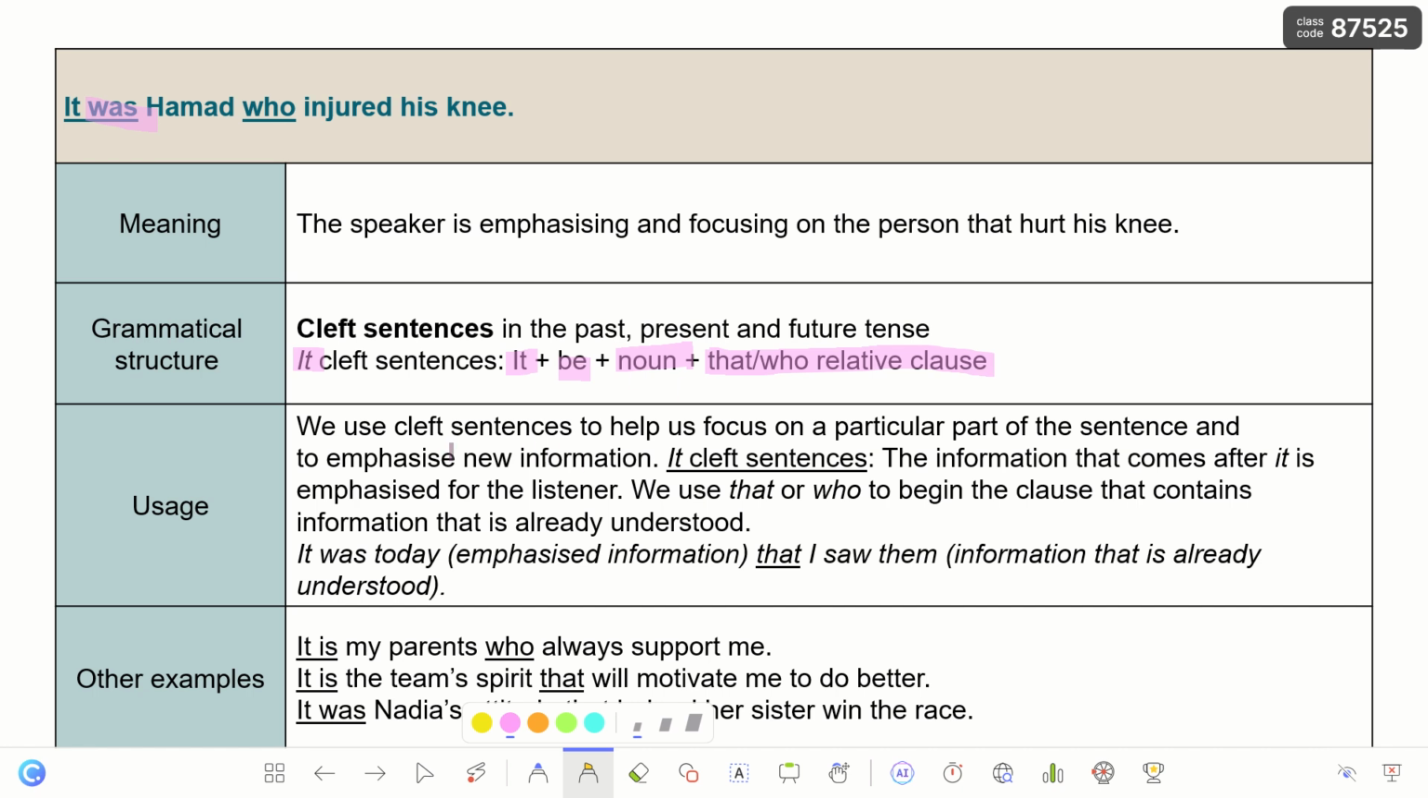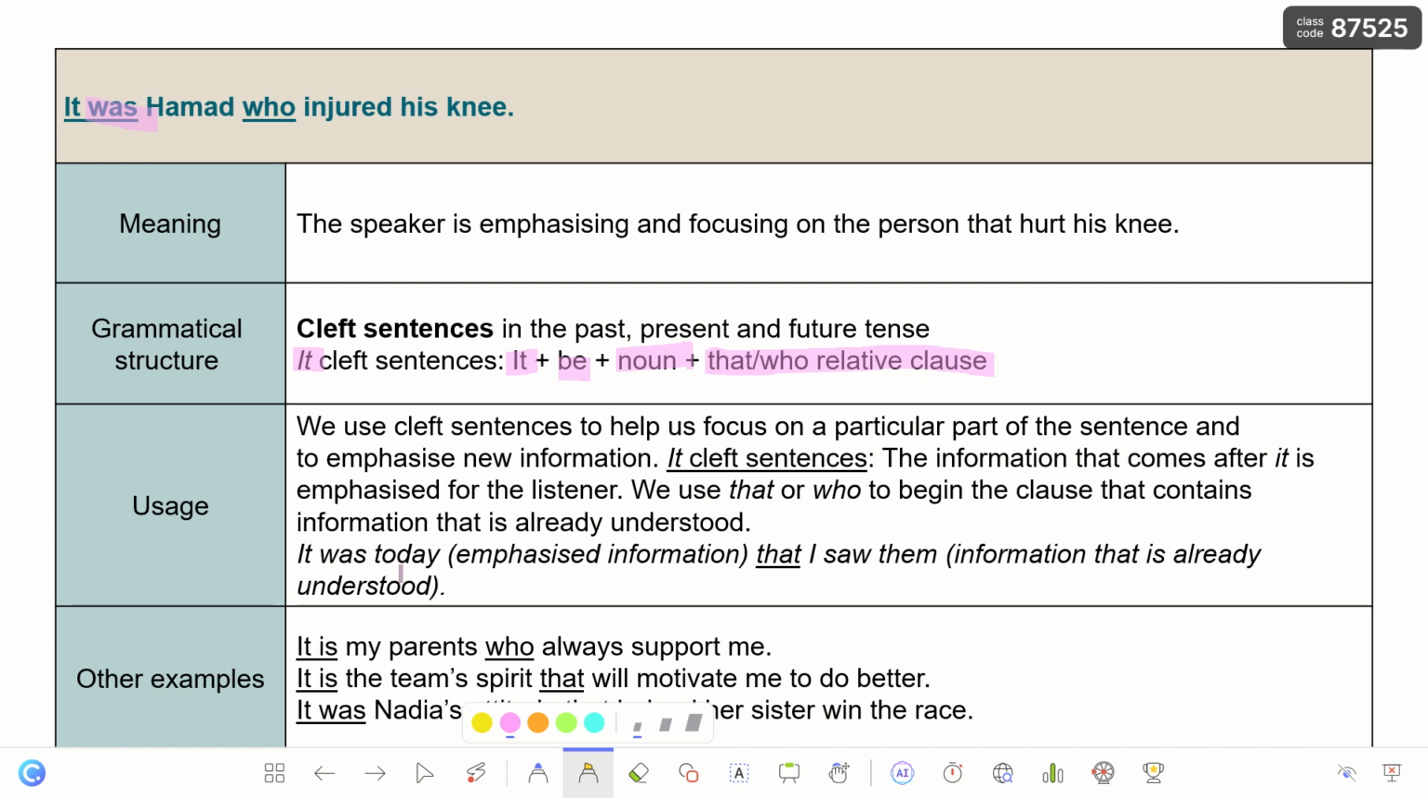So we use this type of cleft sentences to focus on a particular part of the sentence and to emphasize new information. It's called it cleft sentences. So the information that comes after it is emphasized for the listener. We use that or who to begin the clause that contains information that is already understood.